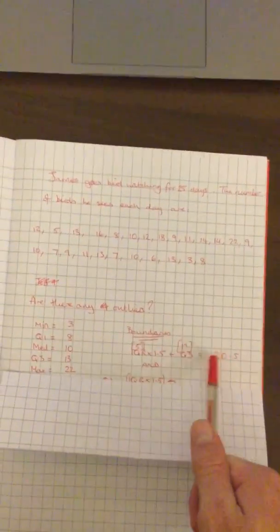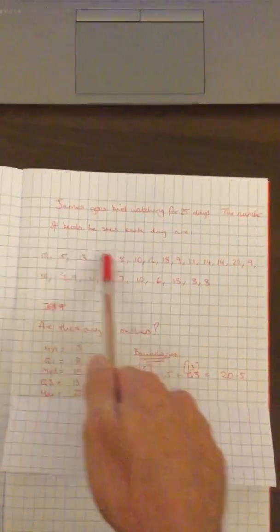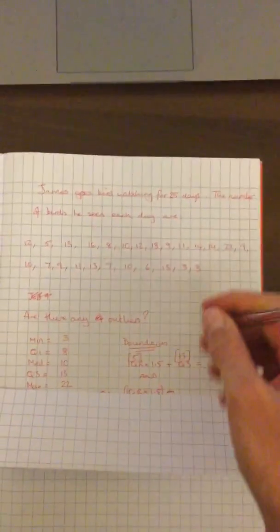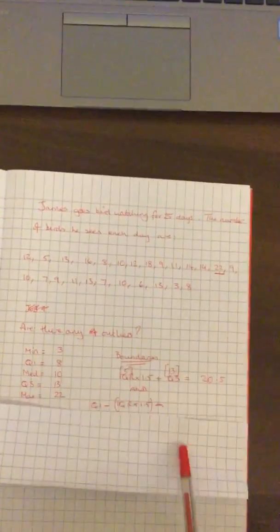So what you do is 5 times 1.5 plus 13, and that gives you 20.5. That is your upper bound. So any piece of data that's above 20.5 we need to strip out. So you have a little look across, see if you can see any. There's only one piece of data there. That is an outlier, number 22.